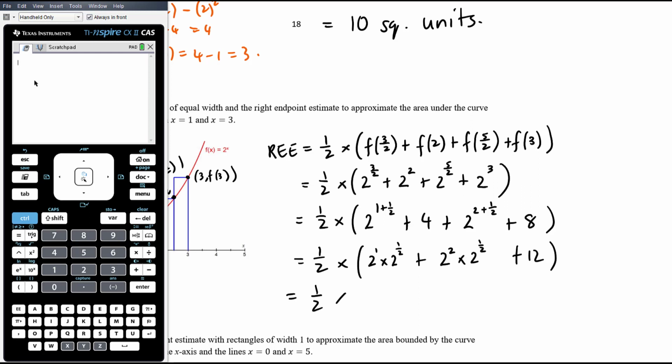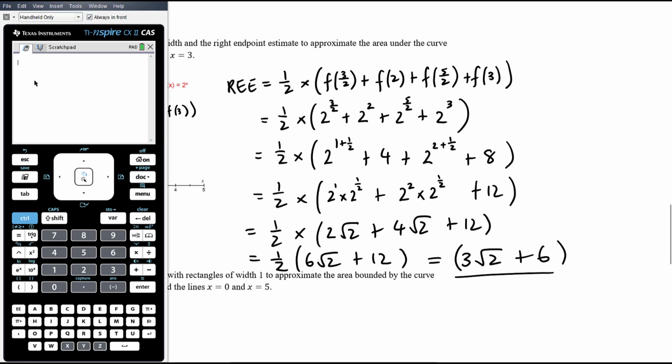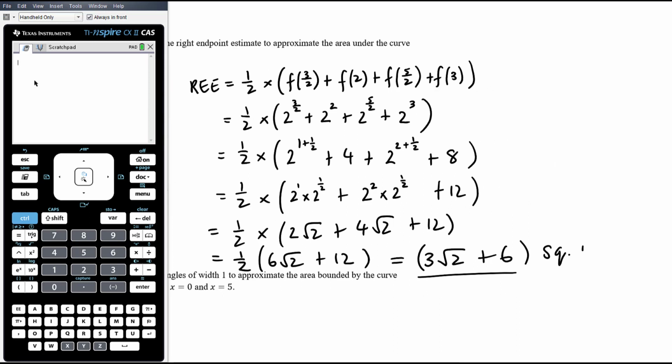Alright, so we've got half times, so that's 2. 2 to the power of a half is root 2, that's 2 root 2. This is 4 times root 2 plus 12. Okay, so what we've actually got here is half times, we've got 2 root 2 plus 4 root 2, which is 6 root 2 plus 12, and then let's halve everything, so that is 3 root 2 plus 6. So it is 3 root 2 plus 6 square units.